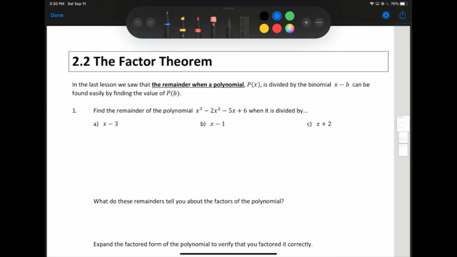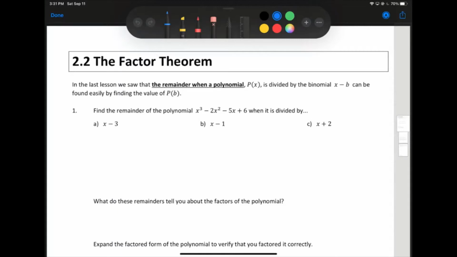The factor theorem. Let's jump in by taking a look at an example, which is pretty much a review of yesterday. For question 1, we want to find the remainder of the polynomial x cubed minus 2x squared minus 5x plus 6 when it's divided by each of those three binomials: x minus 3, x minus 1, and x plus 2. Now notice it didn't say I have to actually divide them, it just said I have to find the remainder. Finding the remainder is actually pretty straightforward.